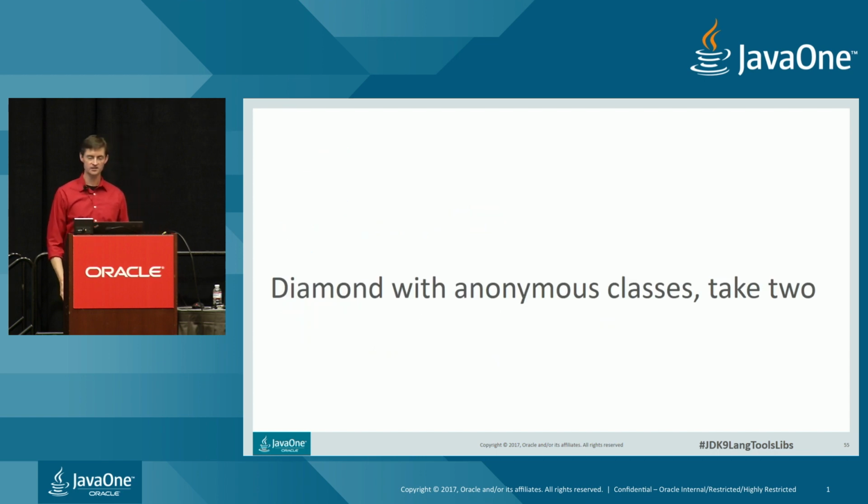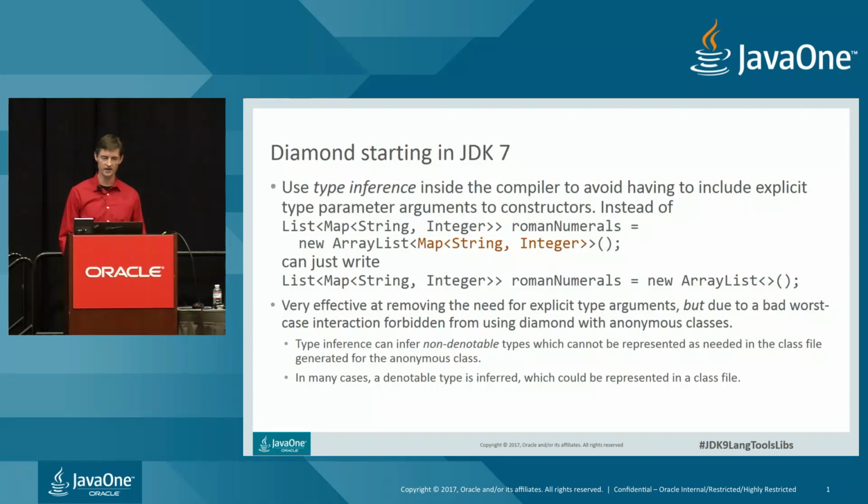Diamond and anonymous classes, that's the next feature we'll be talking about. So back before JDK 7, if you had your list of map of strings to integers, you'd declare the variable, and then in the constructor call, say ArrayList, you'd have to repeat List of Map of String of Integer. That was a bit verbose, so now you can just have the diamond, and the compiler will infer those type arguments for you. This was very effective at removing the need for explicit constructor type arguments.